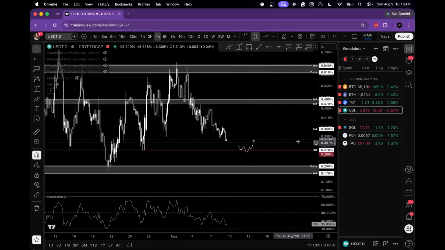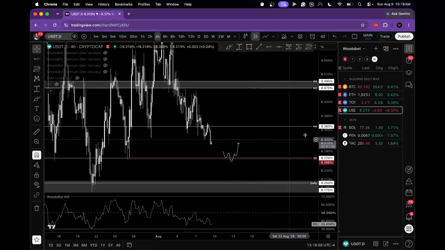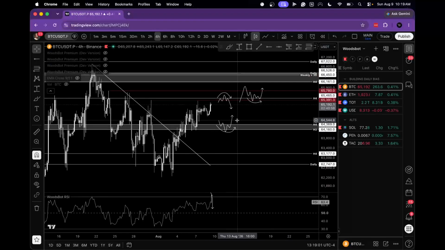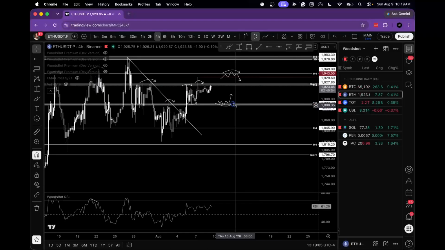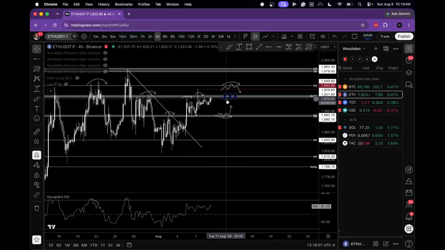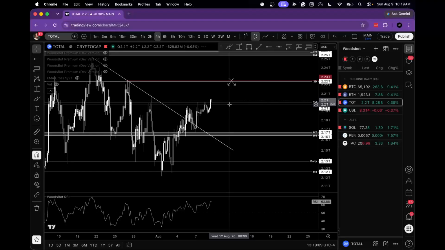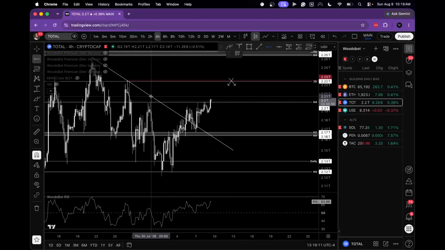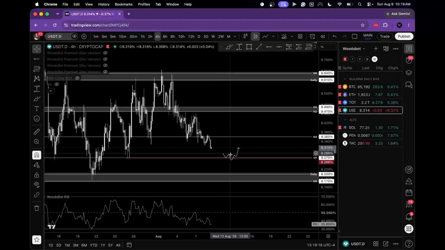So when we get to this support level, it probably lines up with what we're looking at around here, some sort of sweep in this liquidity. ETH probably does make a push into here. You get total making some sort of push, at least to take this liquidity up into here, and USDT probably comes down here.